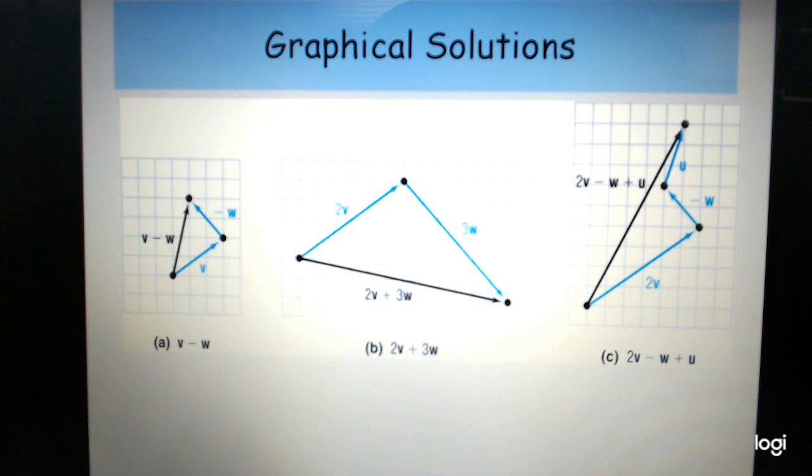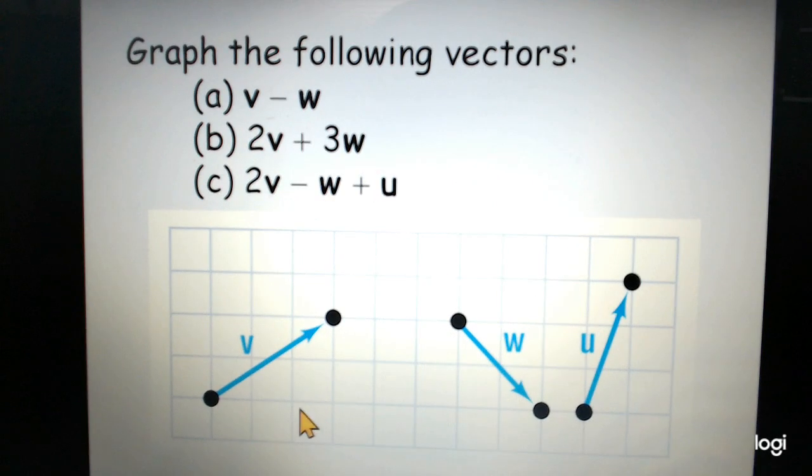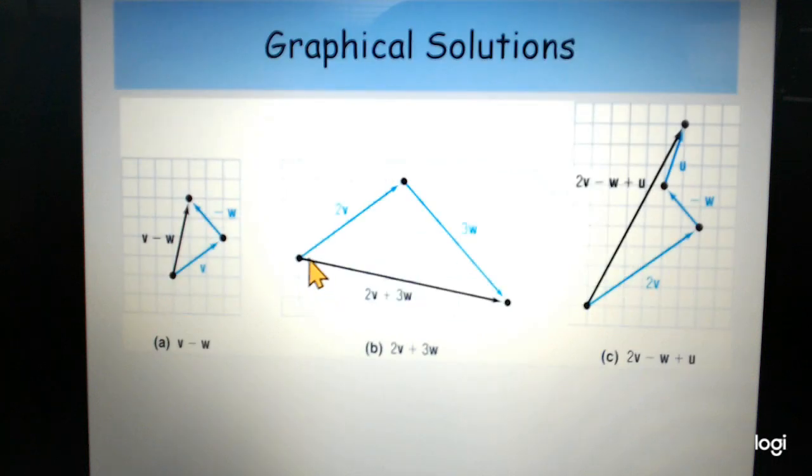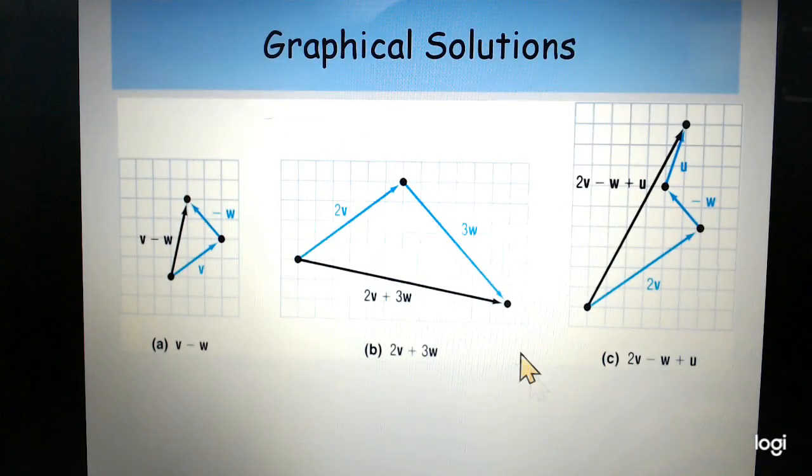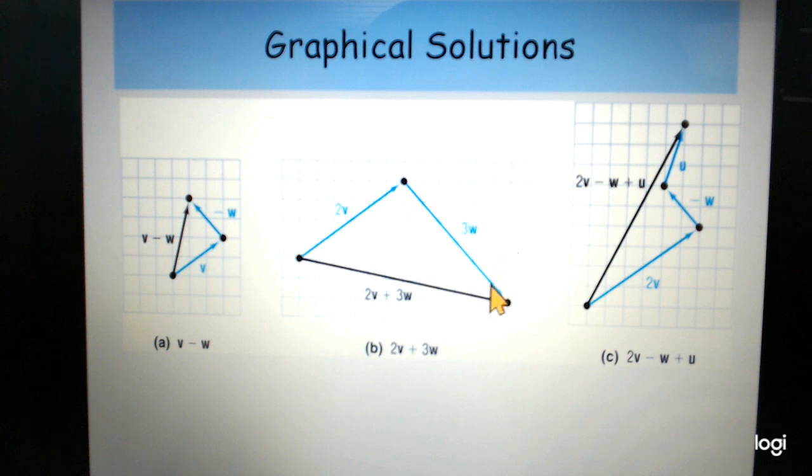Okay, so we're looking for the combination 2V plus 3W. If we go back, 2V would therefore be 6, 4. So 1, 2, 3, 4, 5, 6, 1, 2, 3, 4, that would be 2V. And 3W, well, W is 2, negative 2, so 3W would be 6, negative 6. And as you can see, this would be our sum. Okay, this is a little more complicated. Take a look at it, plot them out, just count boxes. It's not hard.